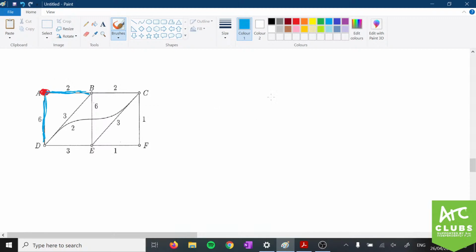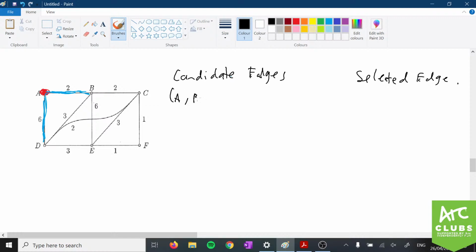And so we make a table with one column called candidate edges and another column called selected edge. The candidate edges for now are just AB and AD. When we mention candidate edges, we also give them a number.